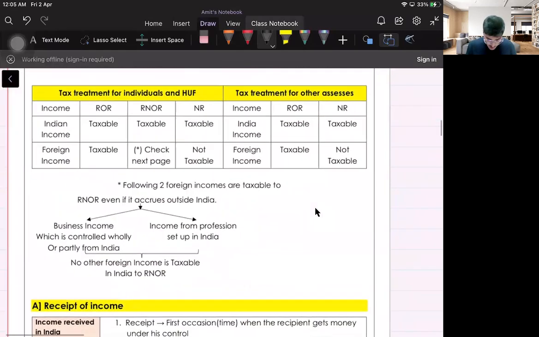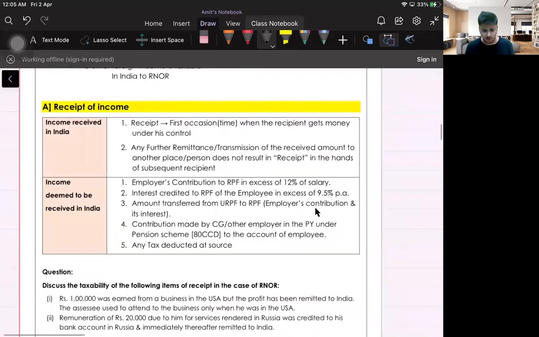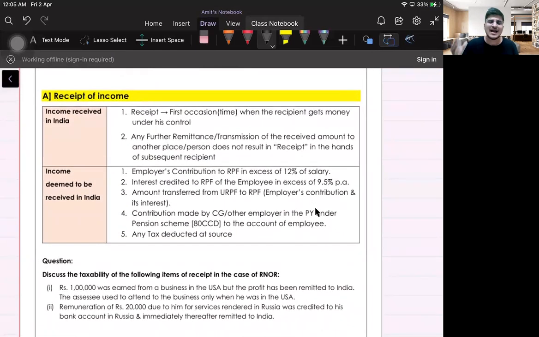Now, we will come to receipt of income, deemed receipt of income, accrual of income, and deemed accrual of income. Now, receipt of income. What is the meaning of receipt? Actually, I am receiving the income. That is income received in India. Income received in India matlab kya? Received on the first occasion. If income is received on the first occasion, then only it will be considered as received in India. See the first point, receipt.